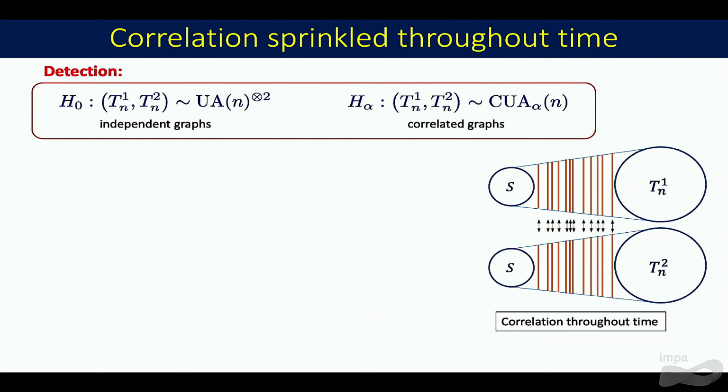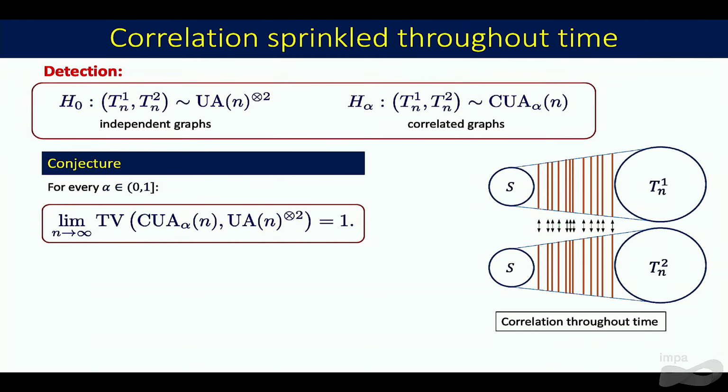And so the most fundamental question is, can you distinguish a pair of correlated trees that are grown in this way from two independent uniform attachment trees? This is a simple hypothesis testing question. If you want to understand this, you want to understand the total variation distance between these two distributions on pairs of unlabeled trees. The conjecture, which I told you about on Monday, is that for any positive alpha, you should be able to distinguish. So this total variation distance should go to 1 as n goes to infinity.